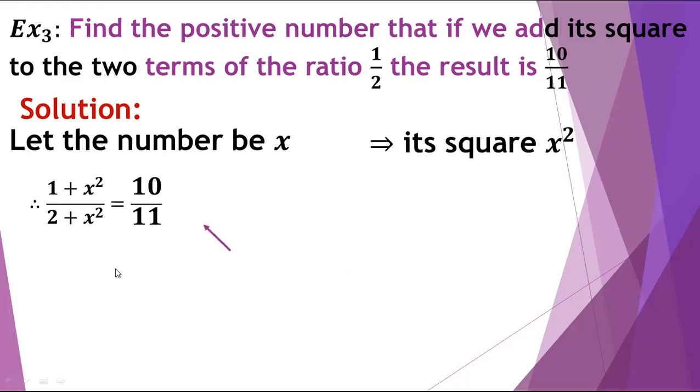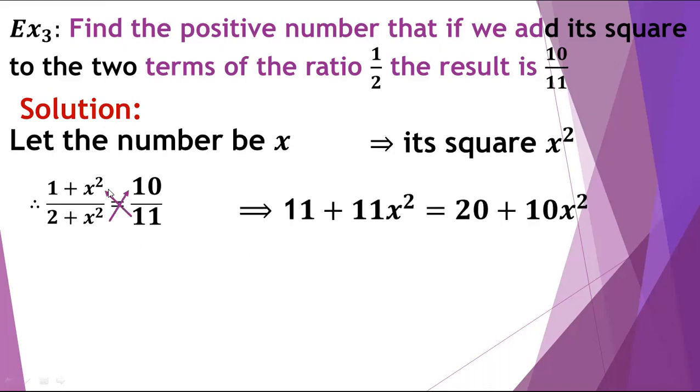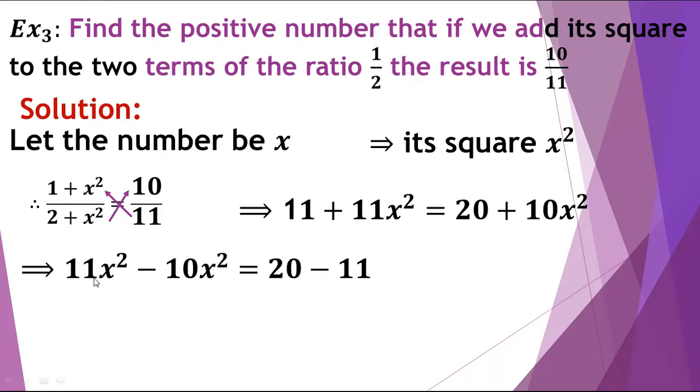11 times 1 equals 11. And 11 times x power 2 equals 11x power 2, and 10 times 2 equals 20, and 10 times x power 2 equals 10x power 2. We can move 10x power 2 to the other side with a negative sign, and then we can move positive 11 to the other side with a negative sign, and it's going to be 11x power 2 minus 10x power 2 equals 20 minus 11.